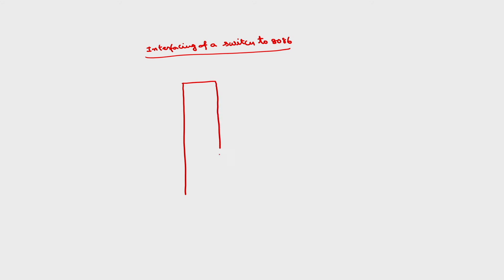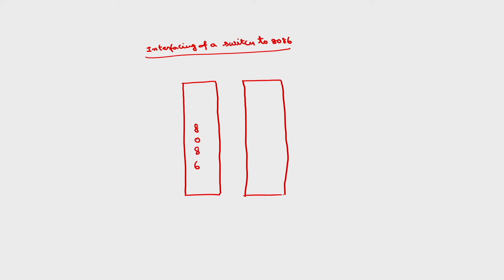Interfacing of a switch to 8086. We cannot connect this switch or LED directly to the 8086 because of different electrical characteristics. So, we need 8255 in between. I am not going to show the 8086 and 8255 connections because that I have already discussed. So, there is 8086 and 8255 connected using the interfacing circuitry that I have discussed in the earlier slides.